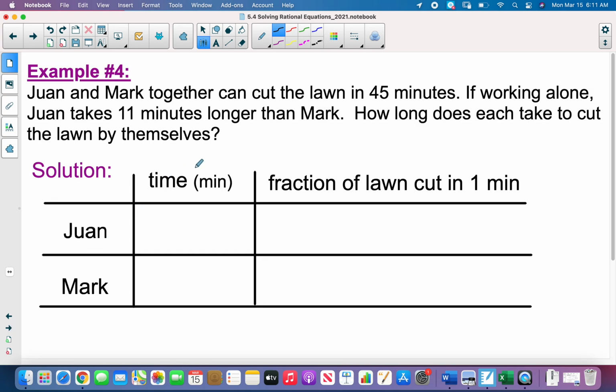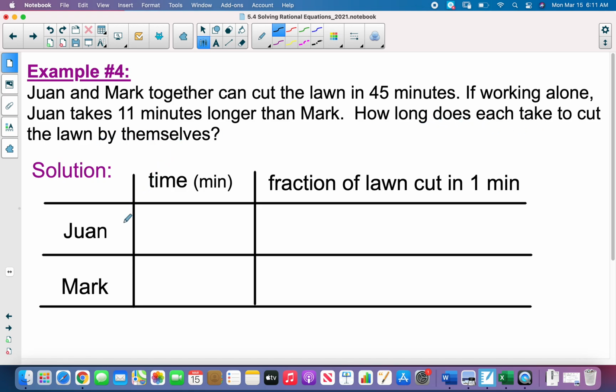Juan and Mark together can cut the lawn in 45 minutes. If working alone, Juan takes 11 minutes longer than Mark. How long does each take to cut the lawn by themselves? So together they cut the lawn in 45 minutes, but if they work alone, Juan takes 11 minutes longer than Mark. How long does each take to cut it by themselves?